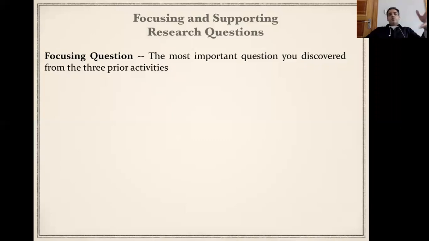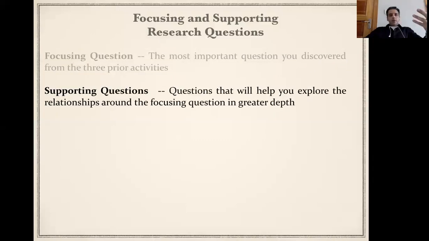Then you have supporting questions. Just as in movies we have supporting actors who support the main characters, exactly like that, supporting questions are the ones that support the focusing and main question. So they are questions that will help you explore the relationships around the focusing question in depth. You always need to have these supporting questions because they will always increase the depth of your knowledge and they will reinforce the main or the focusing question that you're looking at.